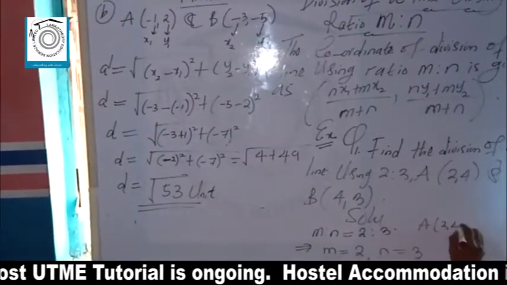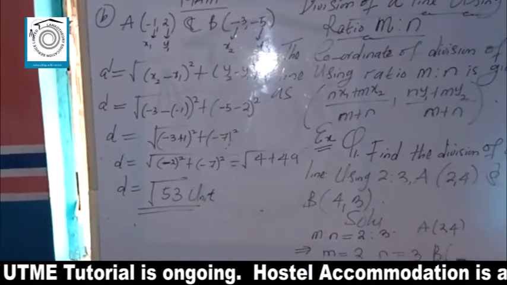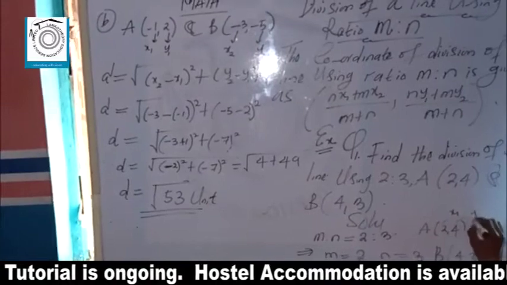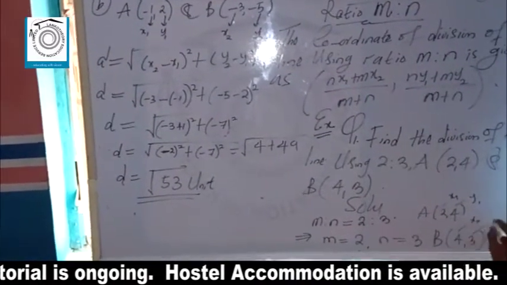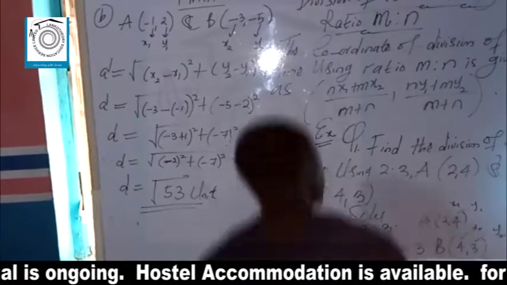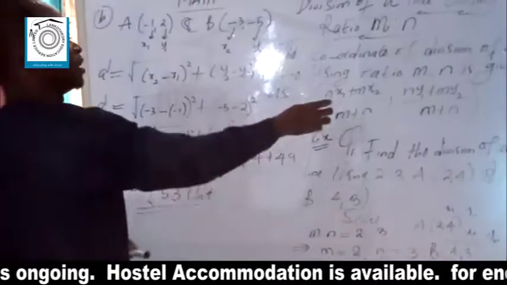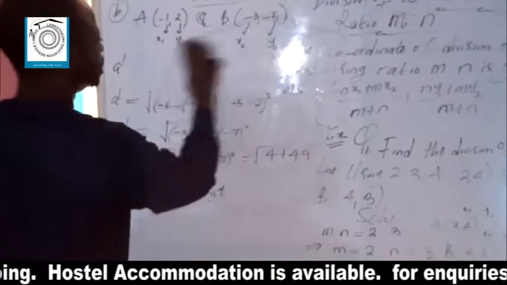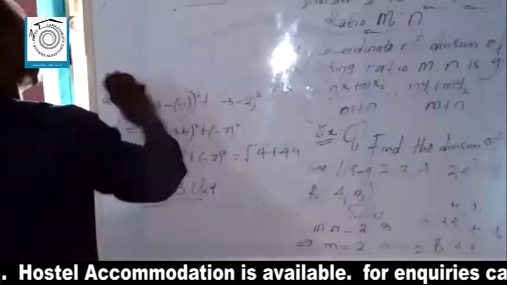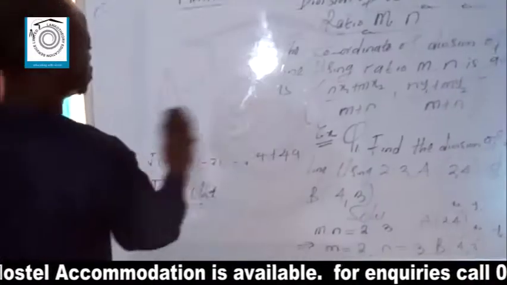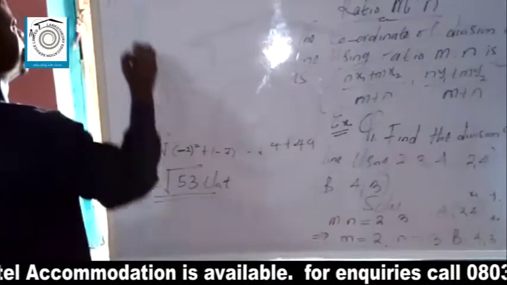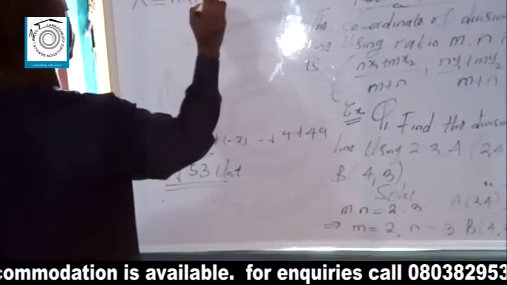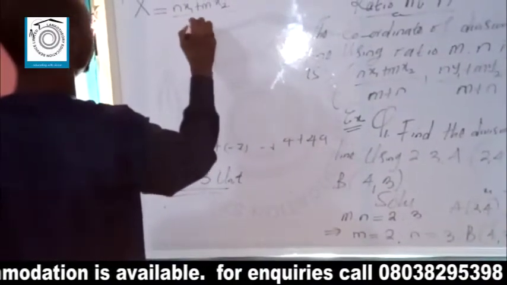From this problem, we are given the point A, which is 2, 4, and the point B, which is 4, 3, which indicates that this is our x1 and this is our y1. This is your x2 and this is your y2. So for you to find the coordinate of the division of a line, go down and use this formula. The coordinate of x is (nx1 plus mx2) divided by (m plus n), as written on the board.